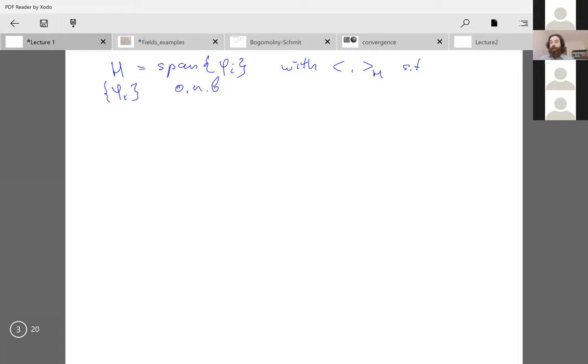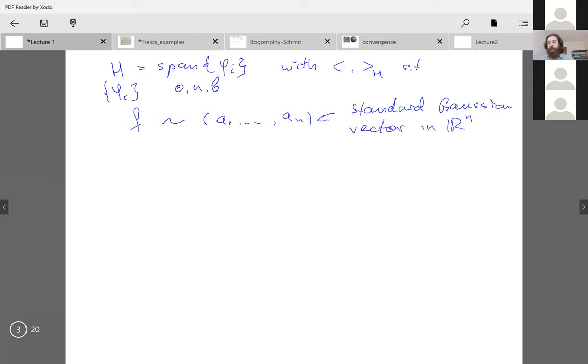But another important comment is that we can identify f with a collection of coefficients. And this is a standard Gaussian vector in R^n. And in this sense, f is a standard Gaussian vector in H. And to some extent, what we want to do is to extend this construction to infinite dimensional spaces.